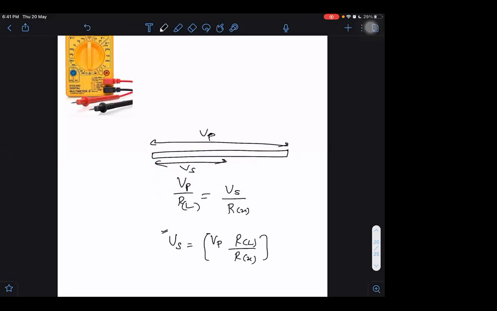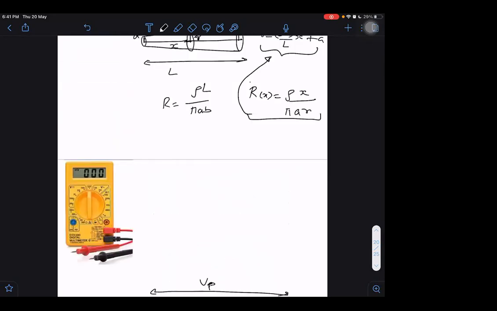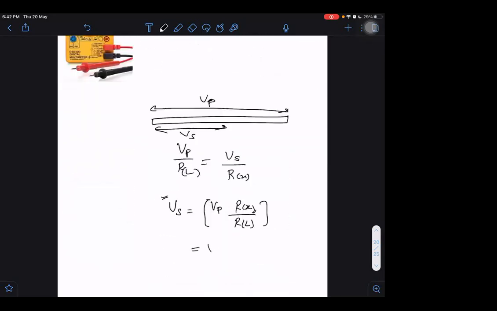Sir, first we have R(x) by R, then R_L. R(x) by R, then we are getting R(x) divided by R as a function of L. If I know these values, then I can easily put them here. Let us try to do it now.